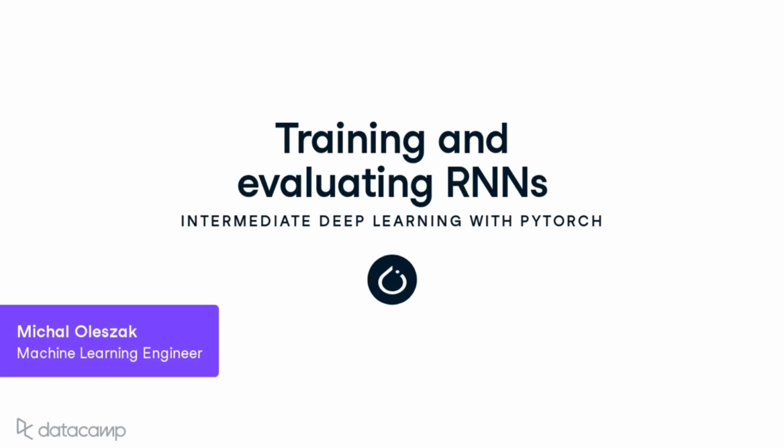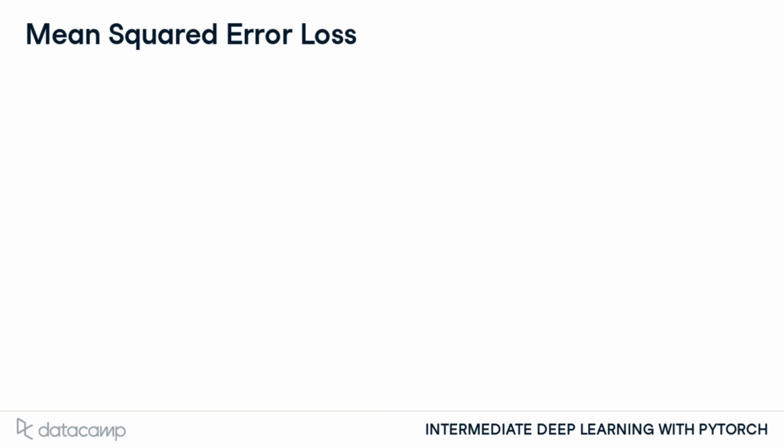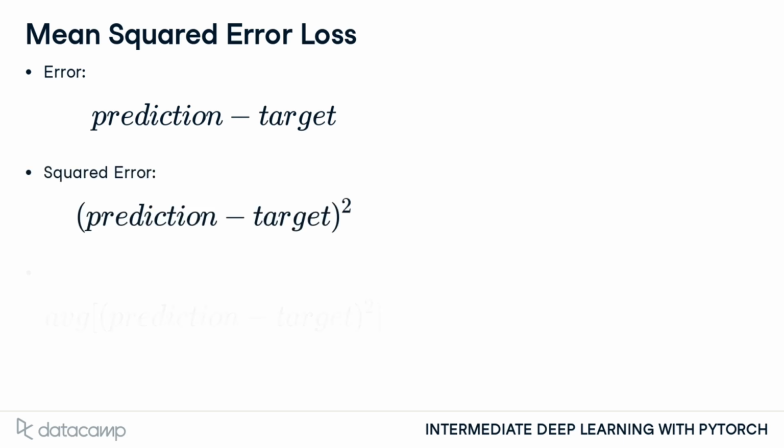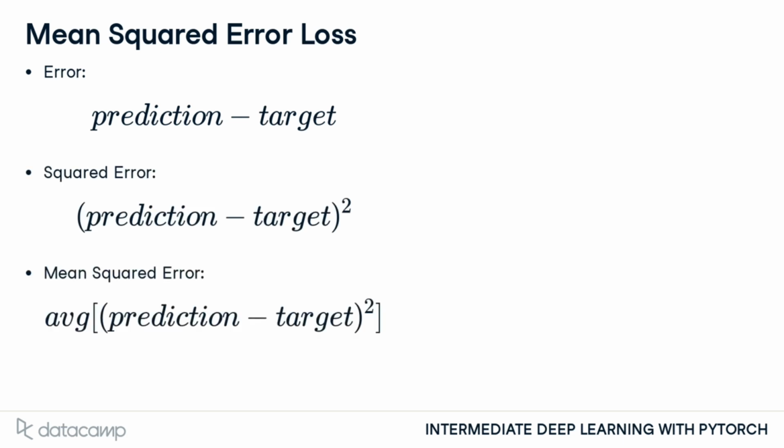Welcome back. Let's train and evaluate our RNN. Up to now, we have been solving classification tasks using cross-entropy losses. Forecasting of electricity consumption is a regression task, for which we will use a different loss function, mean-squared error. Here's how it's calculated. The difference between the predicted value and the target is the error. We then square it and finally average over the batch of examples.